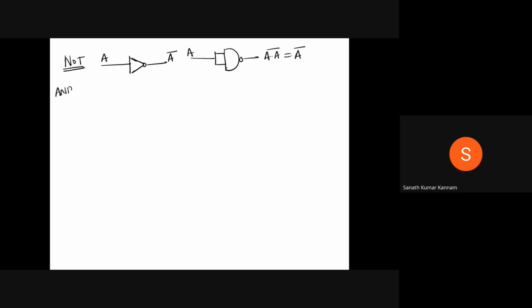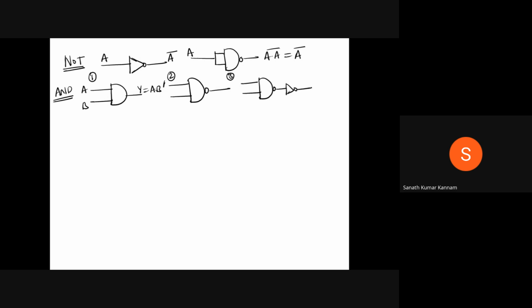Next, the AND gate. How do we design an AND gate? With inputs A, B, Y equals AB. Wherever the AND gate is there, you need to add the bubble at the output. These are the steps I am following. And wherever you add the bubble, you need to add the inverter at the output. So here I added the bubble, so I need to add the inverter at the output.